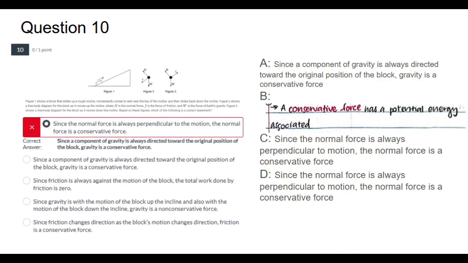So number 10 I got wrong. The correct answer was actually, since the component of gravity is always directed towards the original position of the block, gravity is a conservative force. And there's several conservative forces. I listed them out in my notes. And since the normal force is always perpendicular to motion, the normal force is a conservative force. And my wrong answer was mistaking that.